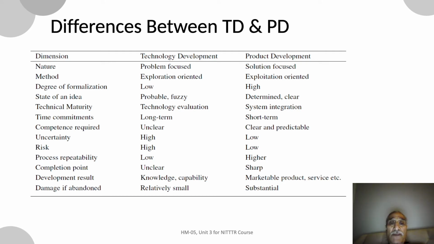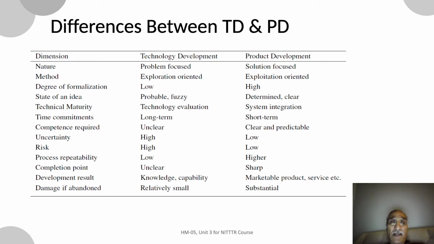Competence required in technology development is not clear. You will need multiple expertise, multiple domain understandings. You can have some domains which are still not explored properly. So the competence required is not very clear, and that's why it's a very, very huge challenge. While in the case of product development, because it has come through, we are very clear what competencies and what expertise are needed, and they are therefore predictable.